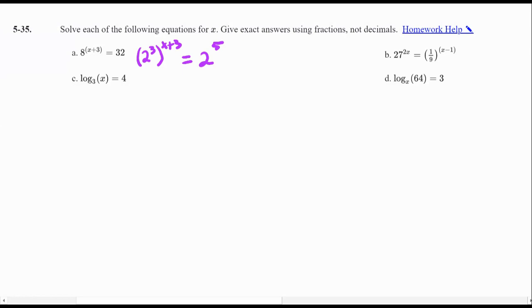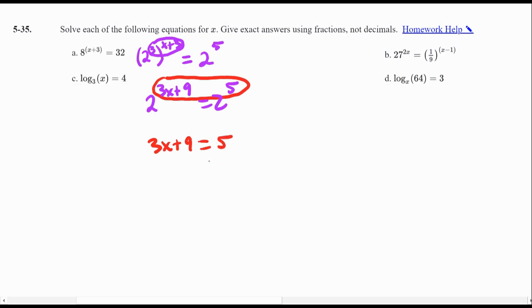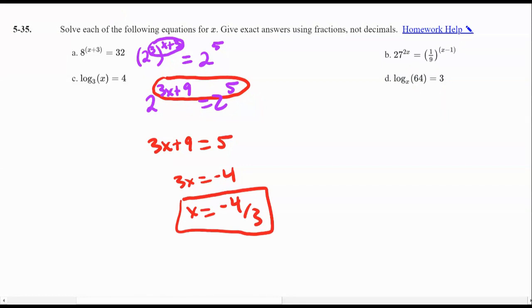I don't even need a calculator here to solve this, because if I can get the bases to be the same, then I use my properties of exponents. So this I'm going to multiply together because it's a power of a power, and I get 2 to the power of 3x plus 9 equals 2 to the power of 5. Then I can just set these two exponents equal to each other. Then it becomes a really simple equation where I subtract 9 to get -4, divide by 3, and that gives me my final answer of x is equal to -4/3.